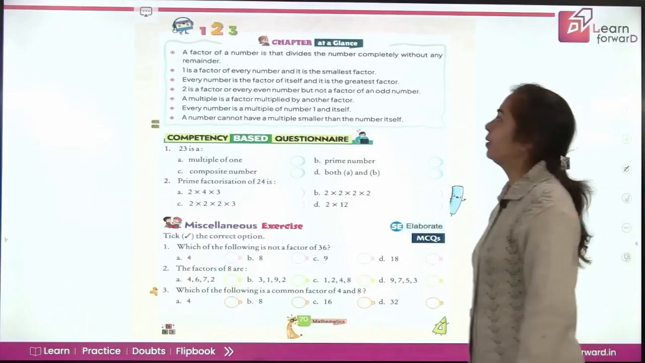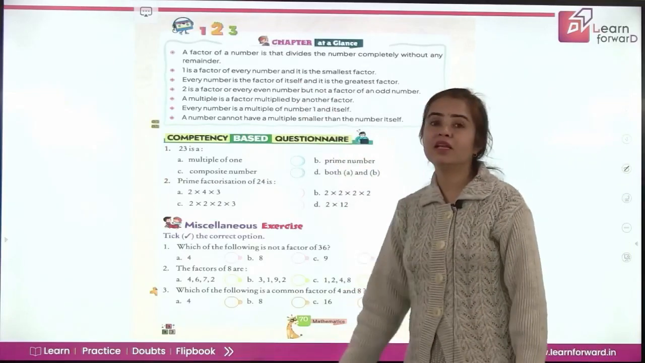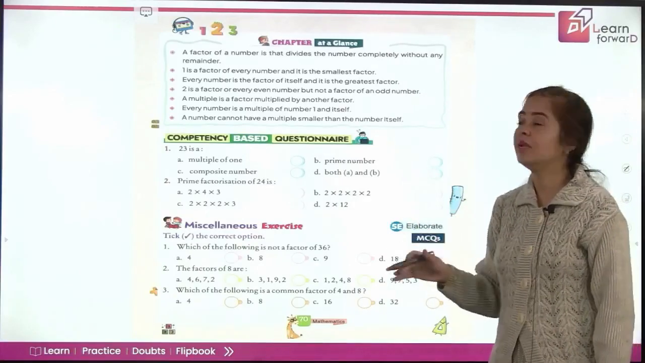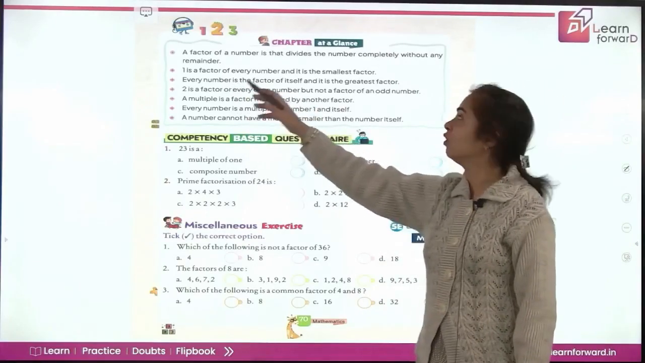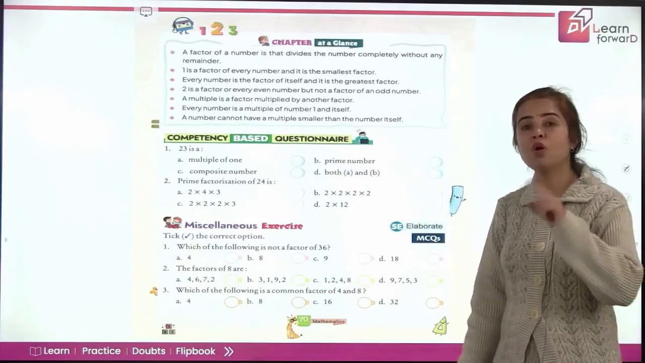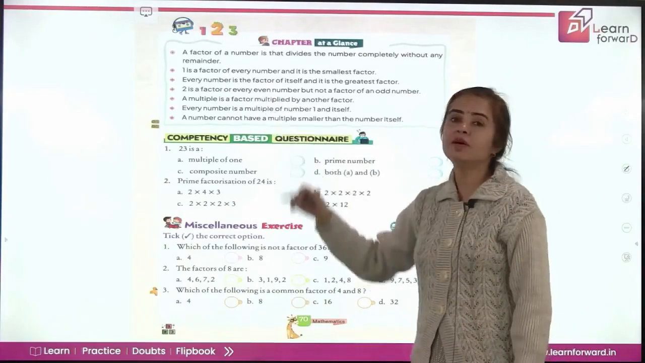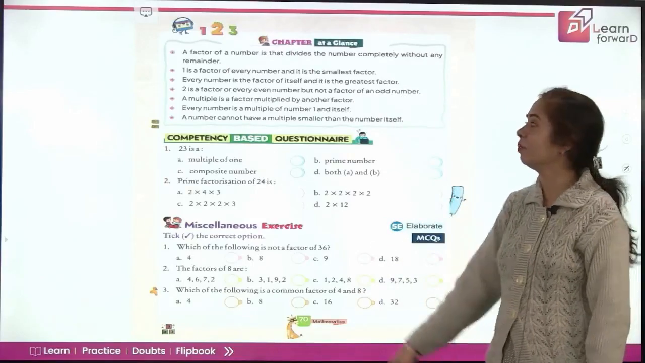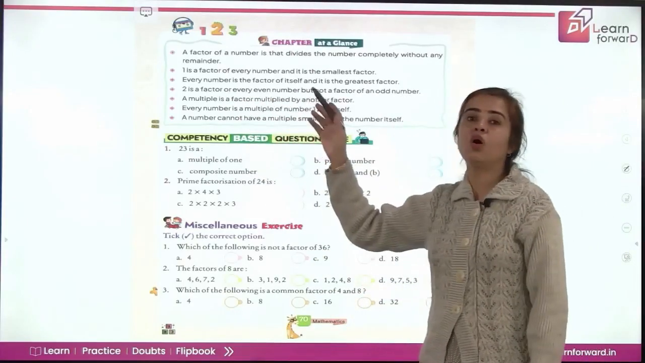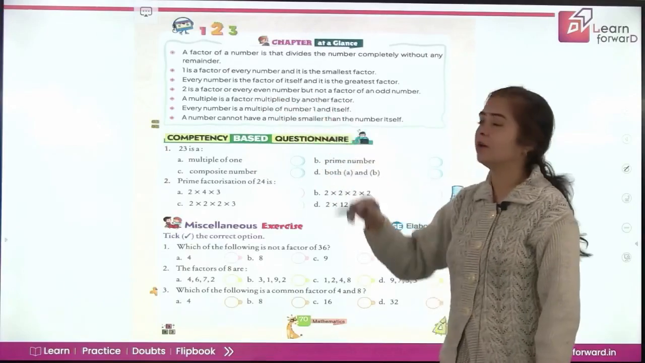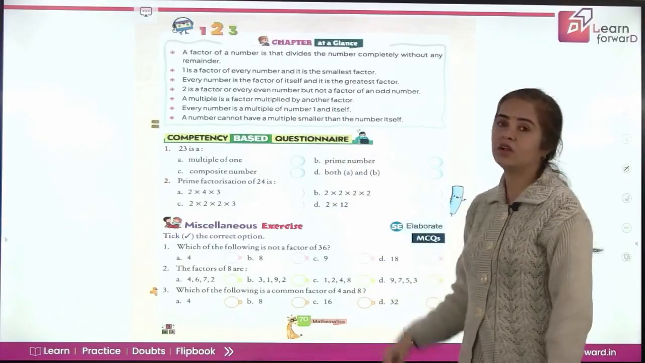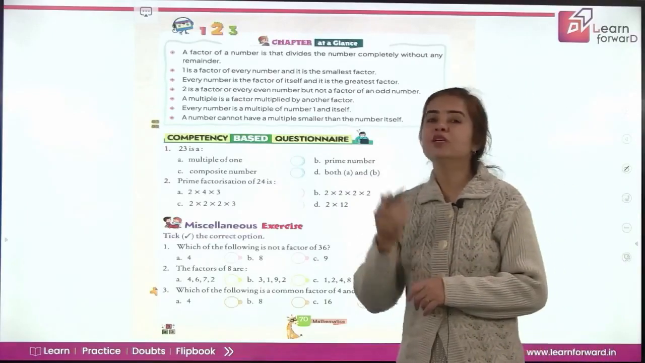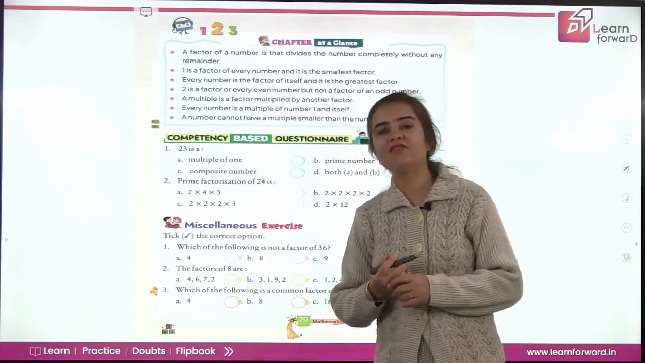Now you have chapter at a glance. A factor of a number is some number that divides it exactly, leaving remainder 0. 1 is a factor of every number and it is the smallest factor. Every number is a factor of itself and it is the biggest factor also, remember. 2 is a factor of every even number, but it is not a factor of an odd number because odd numbers are not divisible by 2. So 2 is a factor of all even numbers only.